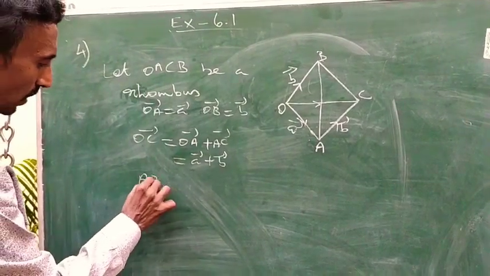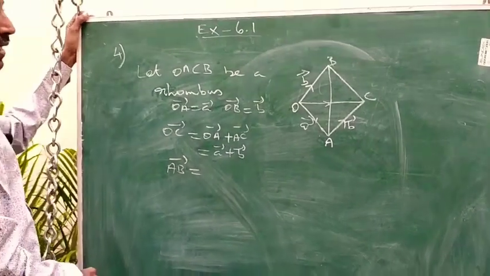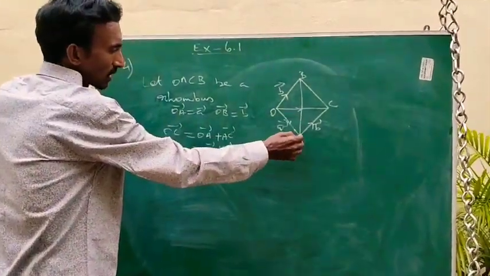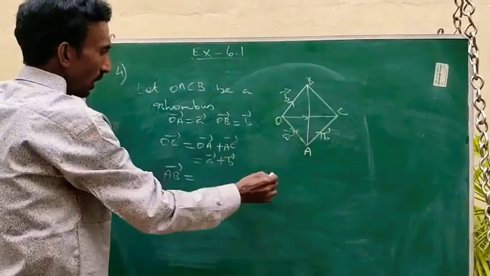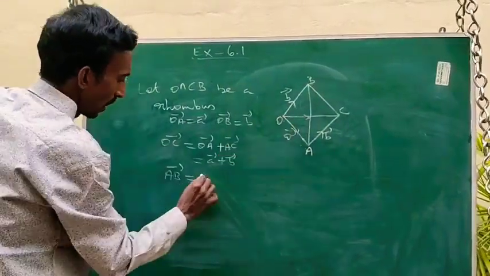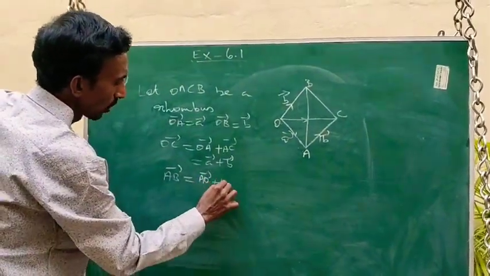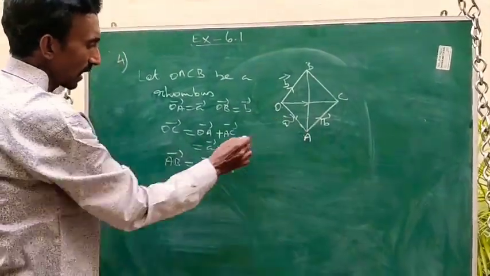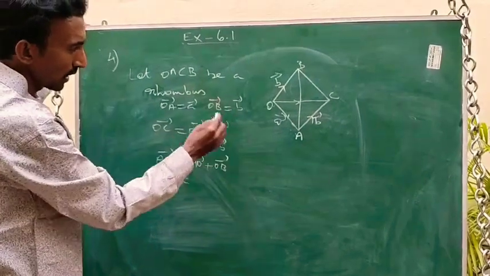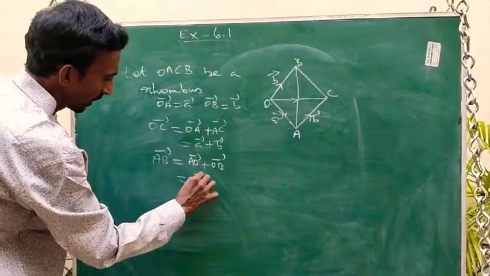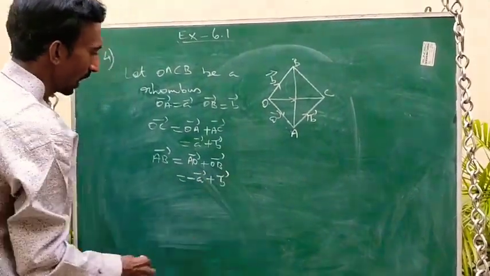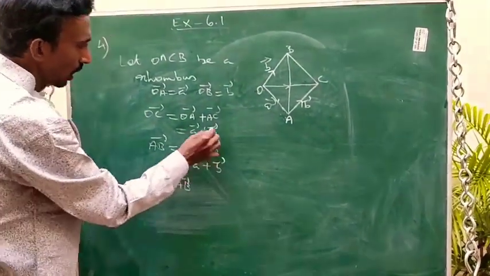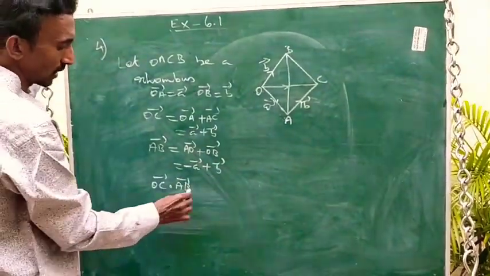Similarly, AB vector, again head and tail rule, or you can use this concept. Consider this triangle AOB. AB vector equals AO vector plus OB vector. OA vector is A vector. AO means opposite direction. So it is minus A vector plus B vector. So OC dot AB equals B plus A into B minus A.